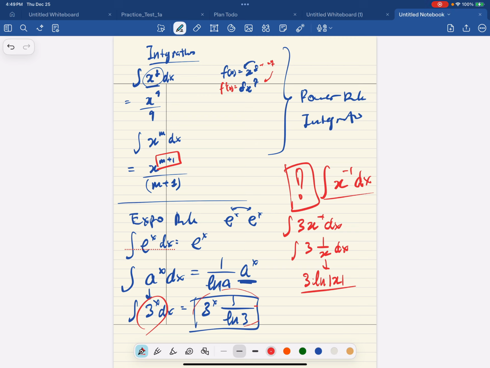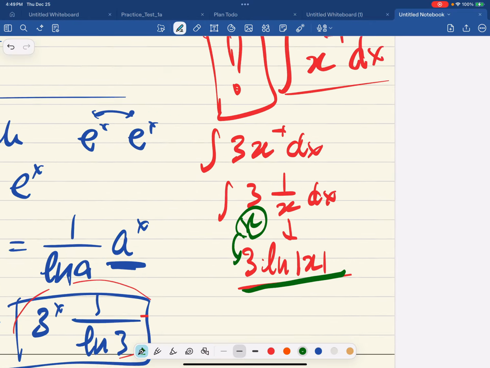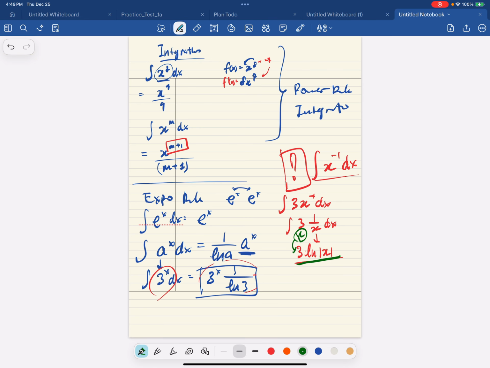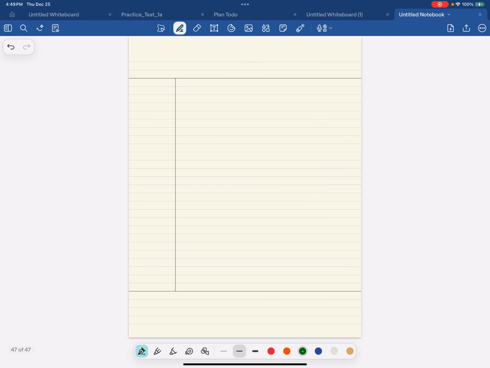And 3 is a constant k, so k just sticks around, and 1 over x turns into ln of absolute value of x. To find out why it is the absolute value of x, well, the simplest reason is that the inside of a ln cannot be negative, so you have to turn it into the absolute value, but there are proofs to it. Again, proofs that you don't have to know.